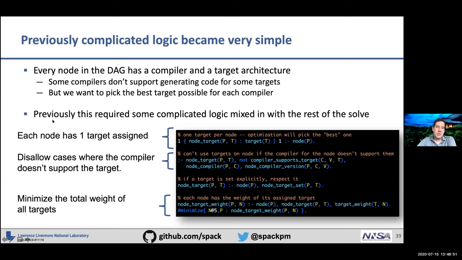And so instead of having some complicated logic where one side of the concretizer says, if the compiler is set, then pick a target, if not, then wait for the compiler to be set and so on, now we just say, don't make nodes where the compiler for the node doesn't support the target. That's all we have to tell it. And then it's smart enough not to pick configurations that look like that. So this has been pretty cool to specify things in ASP.